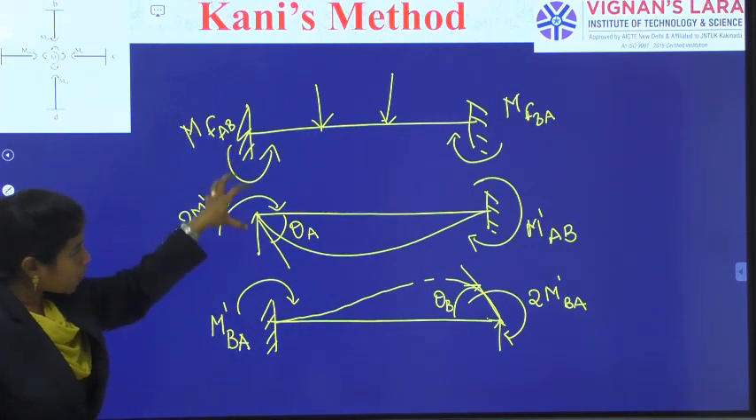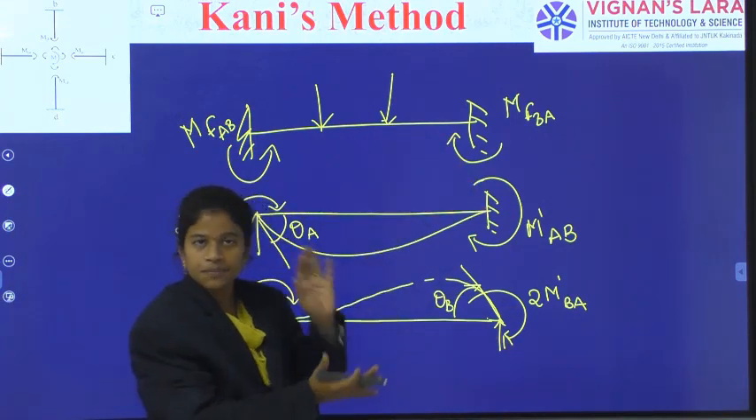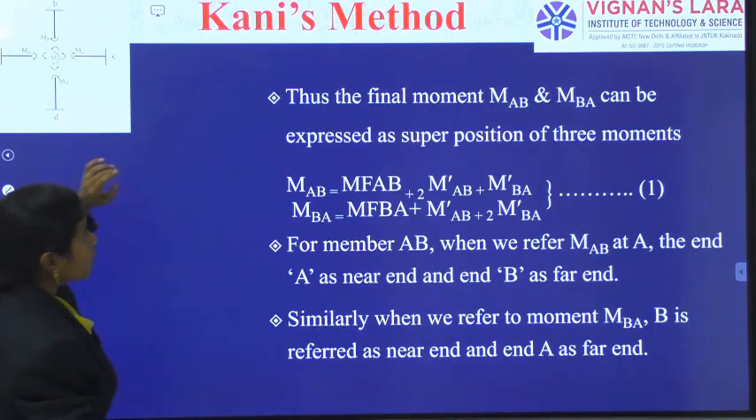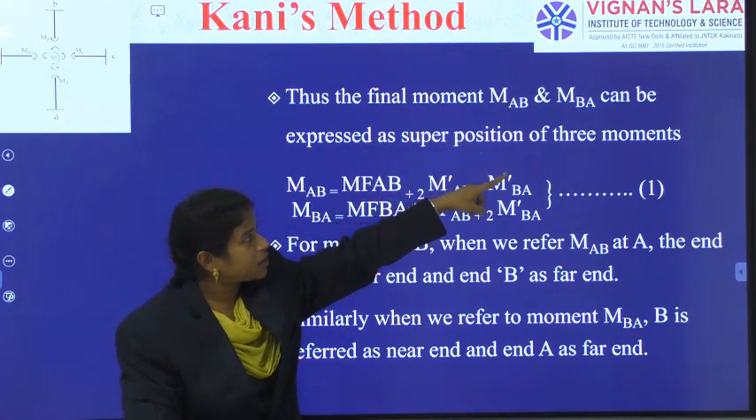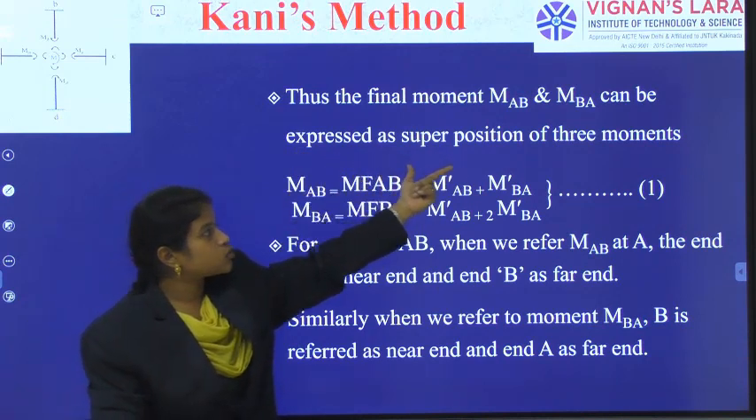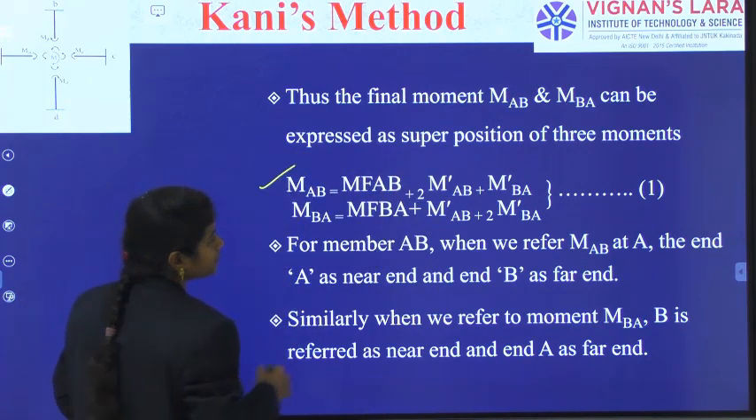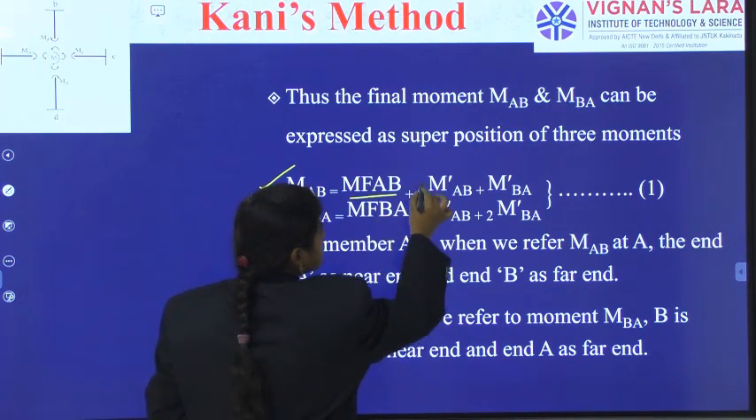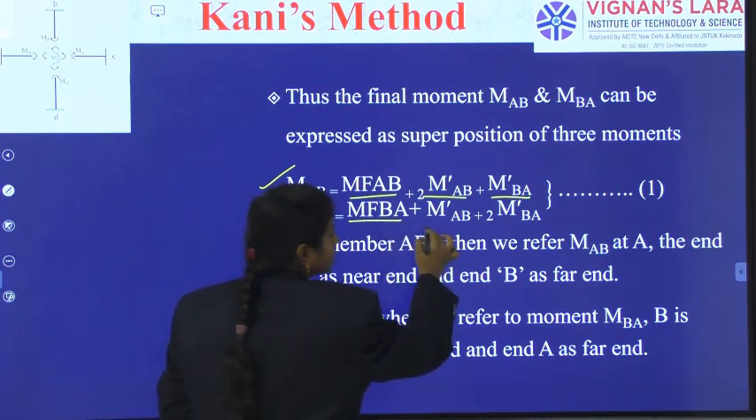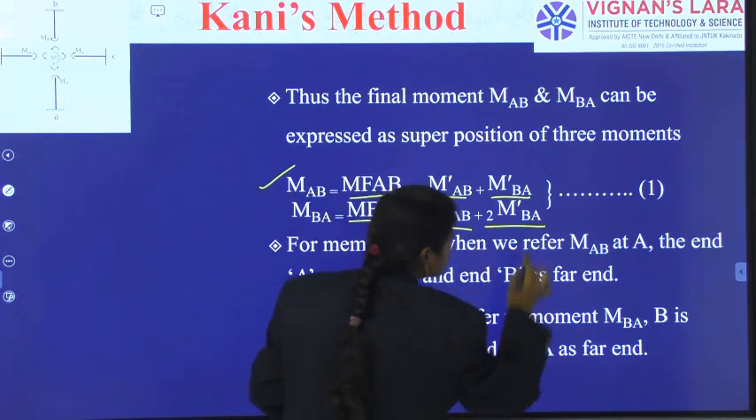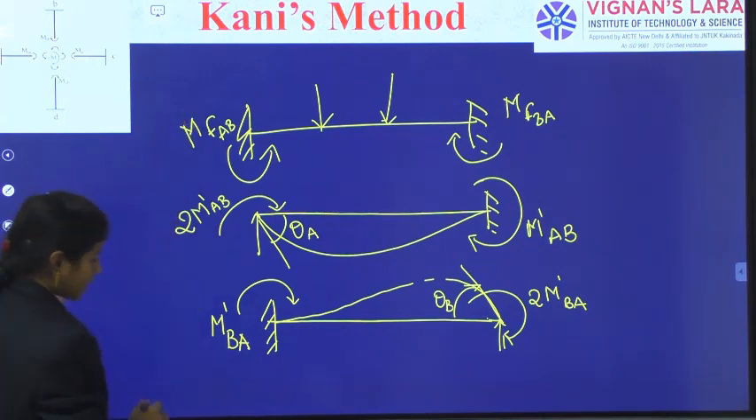So, summing up all these moments, nothing but simply superimposing the moments, we can say the final moments at A towards B and B towards A can be expressed by superposition of the 3 moments. So, MAB is equal to MFAB plus 2 times m dash AB plus m dash BA, and MBA is equal to MFBA plus m dash AB plus 2 times m dash BA. From this step itself you can evaluate.